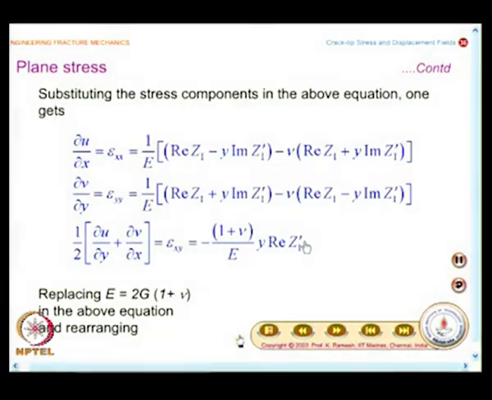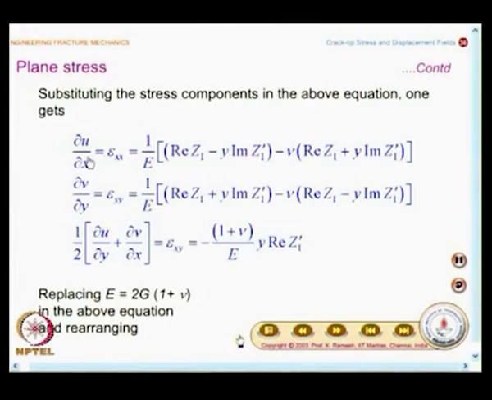See, finding out the displacement from strain is not a simple task, you have to be very careful. If I have only ∂u/∂x and ∂v/∂y, there is no other interrelationship, then the methodology is straightforward. I can directly integrate expression 1 and expression 2 and say this is the displacement field.